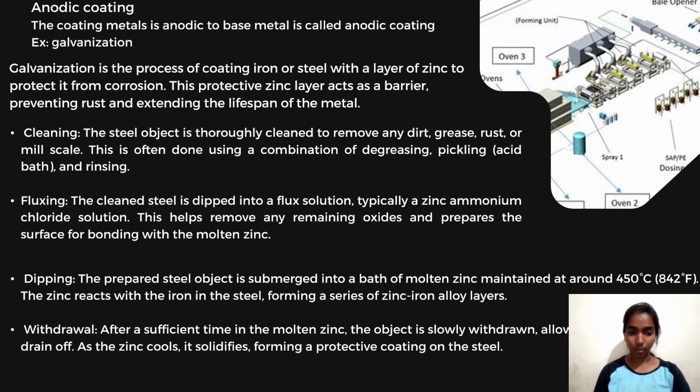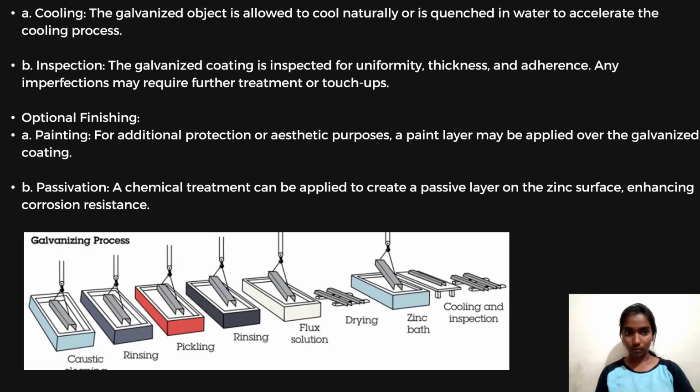After a sufficient time in the molten zinc, the object is slowly withdrawn. The next one is cooling. The galvanized object is allowed to cool naturally or is quenched in water to accelerate the cooling process. Inspection. The galvanized coating is inspected for uniformity, thickness, and adherence. Any imperfections may require further treatment or touch-ups. Optional finishing, in that, painting. For additional protection or aesthetic purposes, a paint layer may be applied over the galvanized coating.